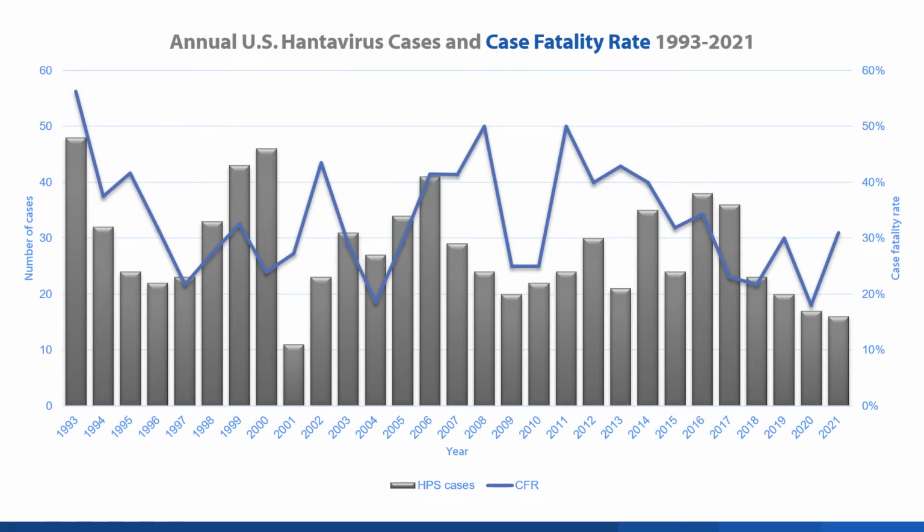The bars in this graph depict the annual number of hantavirus cases from 1993 through 2021 in the U.S. An average of 20 to 40 cases of hantavirus are reported each year. The number of cases has been known to vary based on seasonal weather patterns.